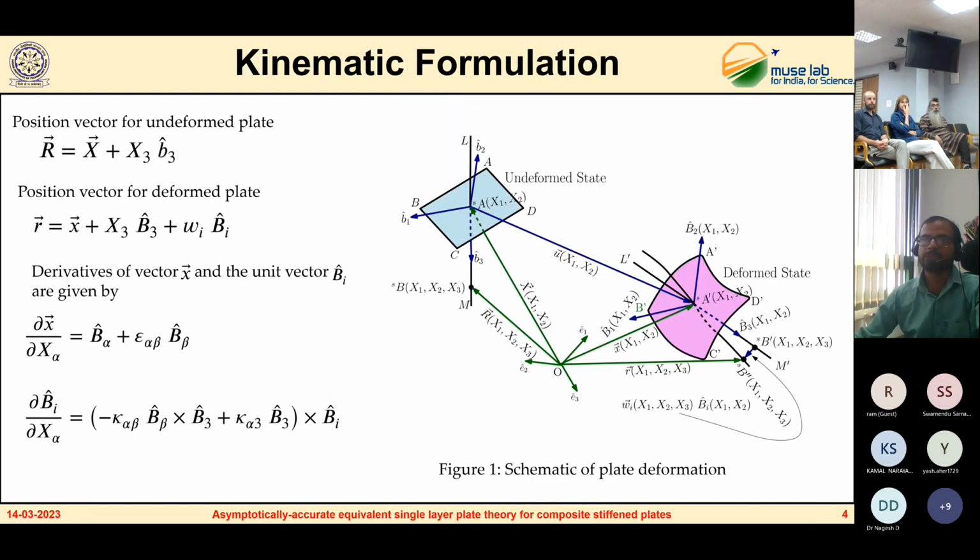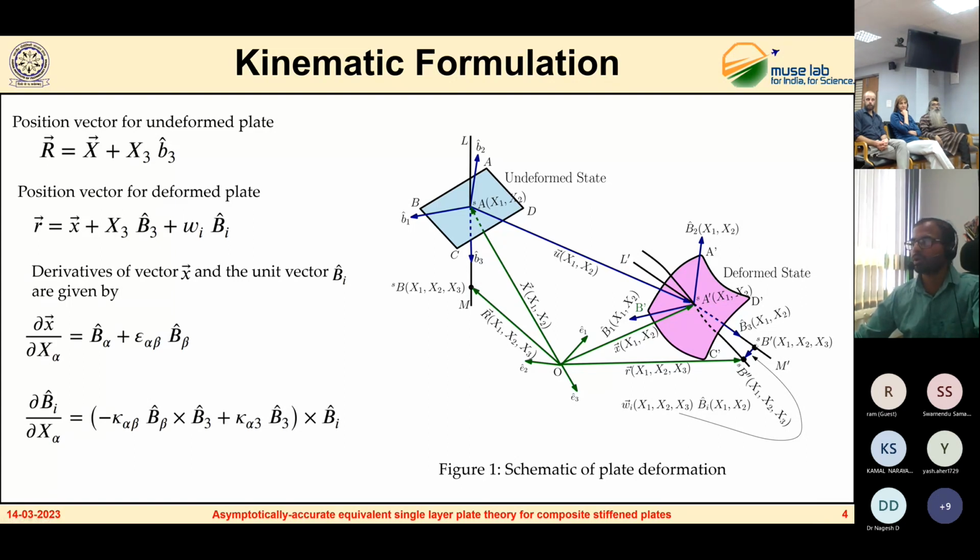So here is the kinematic formulation. Here we have a reference plane of the undeformed plate structure, and after deformation it goes like this, shown in purple color. Here we are considering a point B on the undeformed structure. After deformation, this point goes here, B prime. This is the position the point B assumes if we rely on the well-known Kirchhoff assumptions.